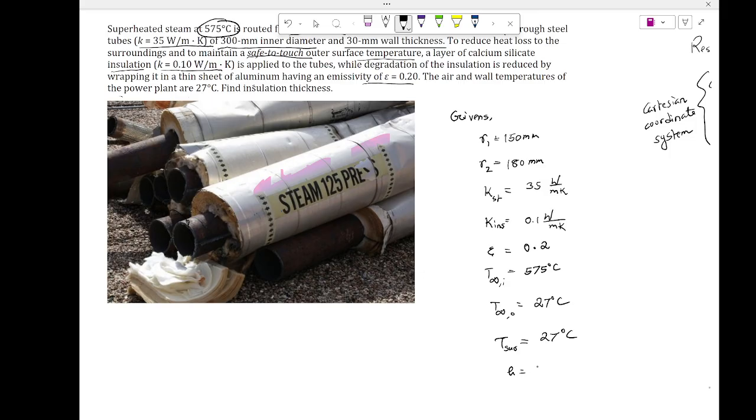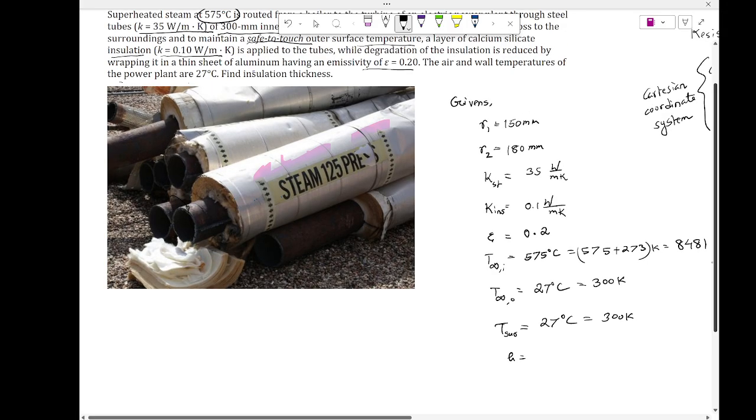So the T surrounding is 27. Now, if there is a radiation involved, Logan, what do you want to do in terms of the temperature in degrees Celsius? Can you use the degree Celsius? No, you got to make it Kelvin. So adding this 273, we're going to give you 300 Kelvin. And in case you are wondering, 575 plus 273 is 848 Kelvin, right?